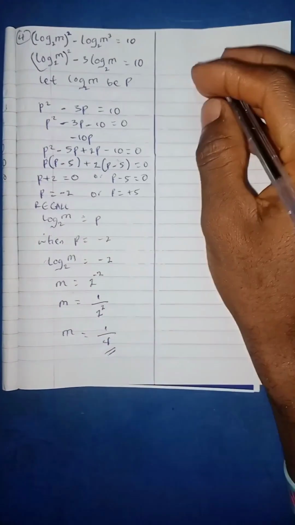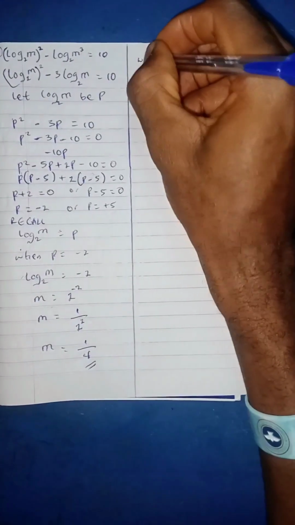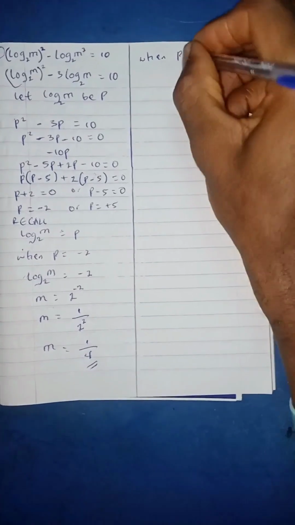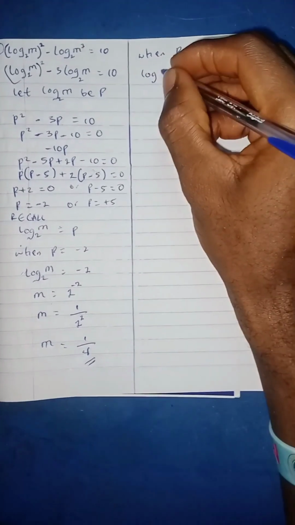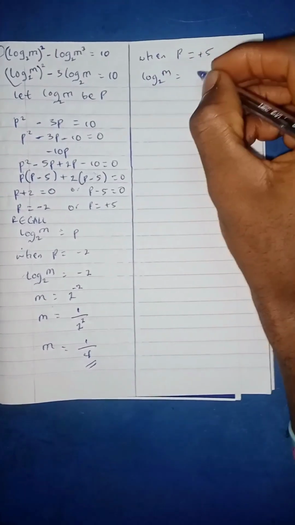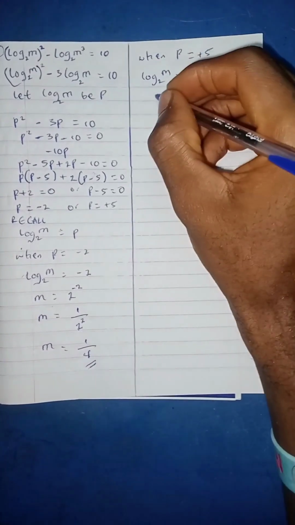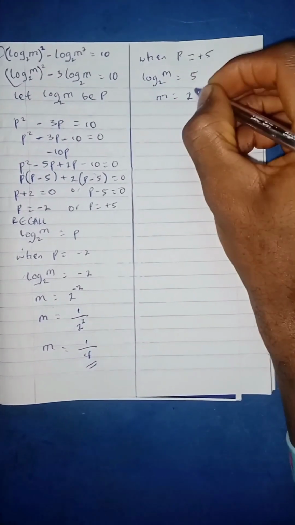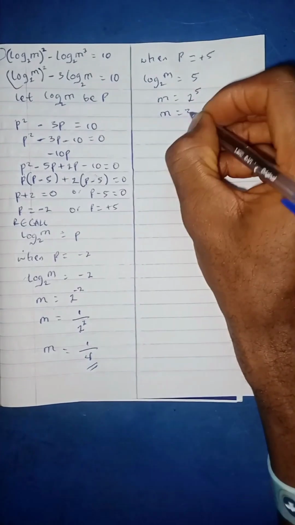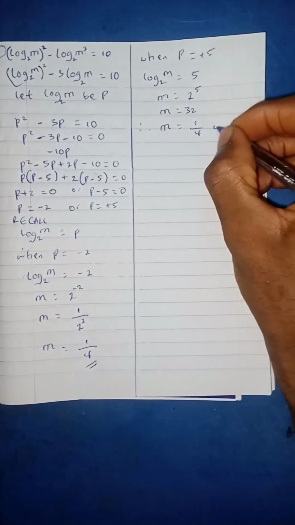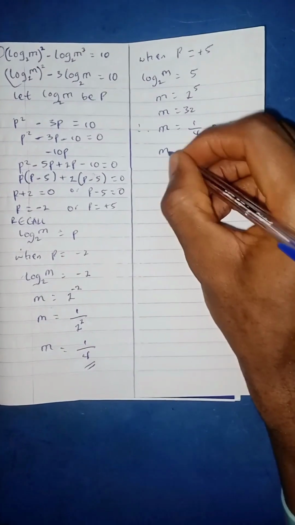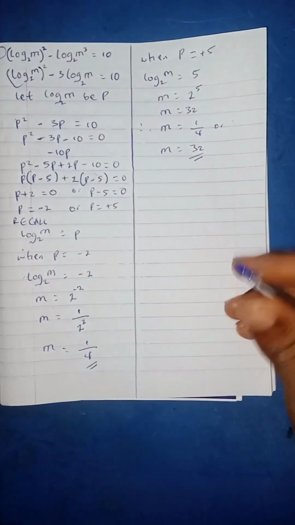Alright, but when p is equals to plus 5, we have log m to the base 2 is equals to 5. So this is now m is equals to 2 raised to the power 5. m is equals to 32. Therefore, m is equals to 1 over 4, or m is equals to 32. And this is your final answer for question 4.